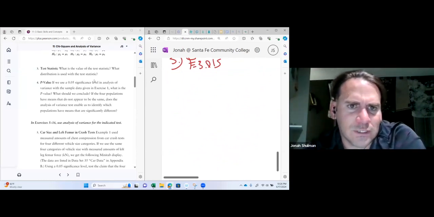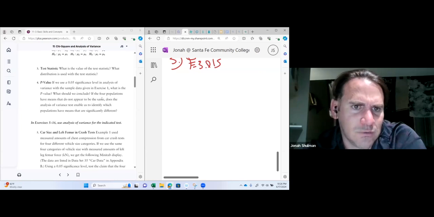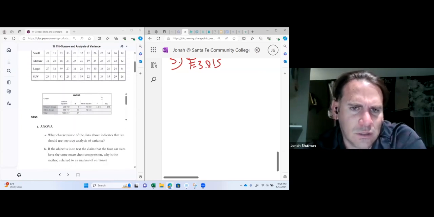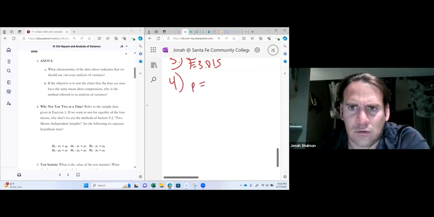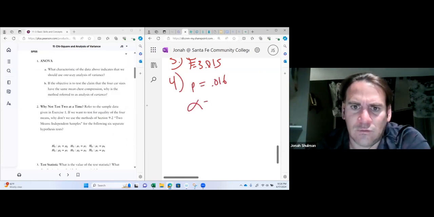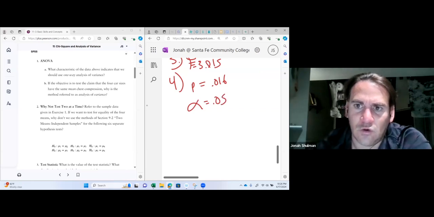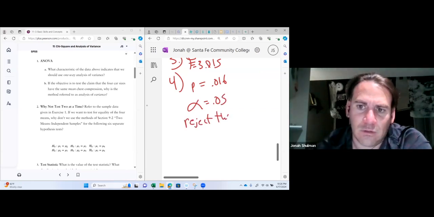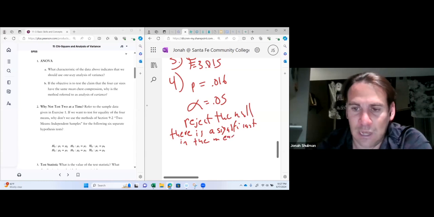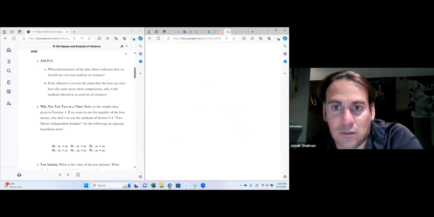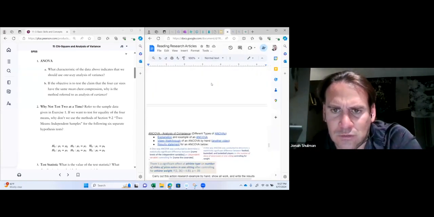We use a 0.05 significance level with the data given. What is the p-value? Our p-value is 0.016, and our alpha level is 0.05, so we're going to reject the null and say that there's a difference. There is some difference, but we have to find it. There is a significant difference in some of the means. What would I recommend you doing? Where's my ANOVA?